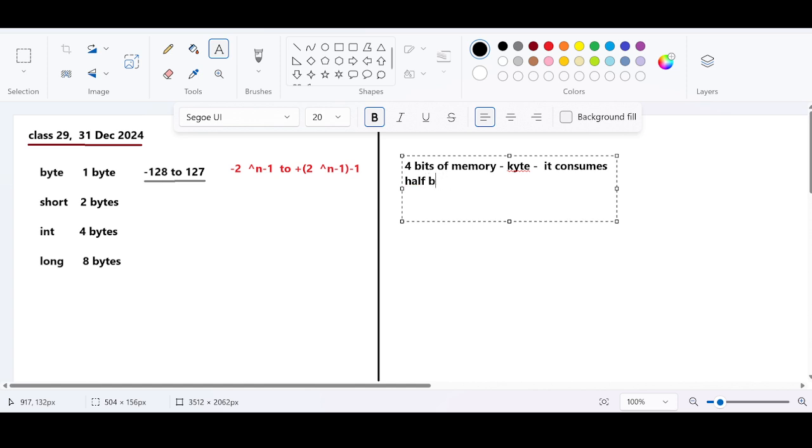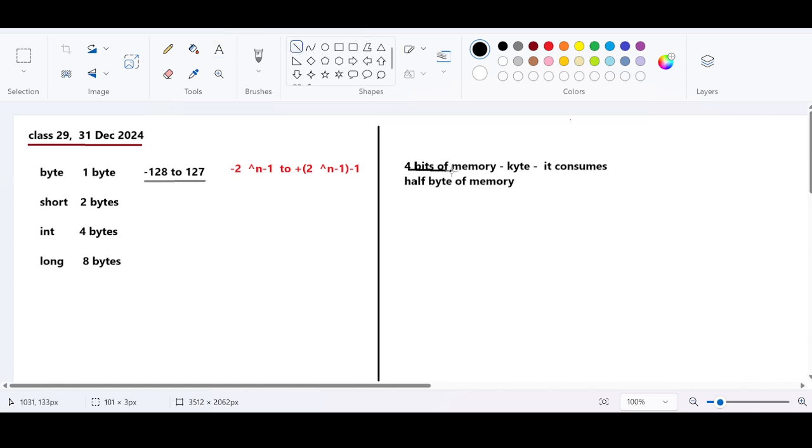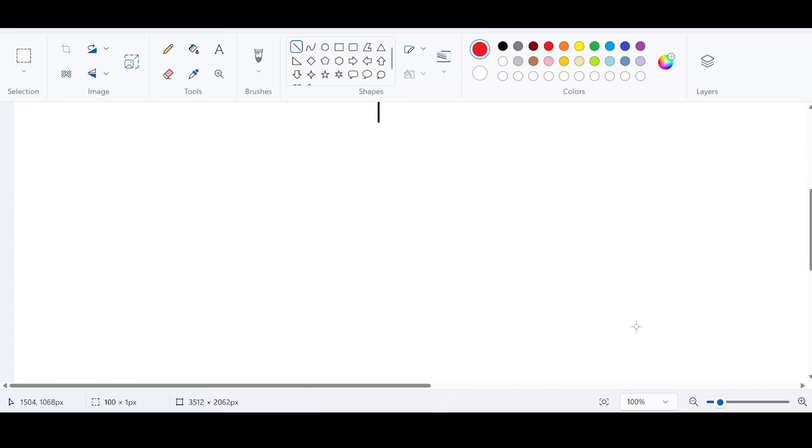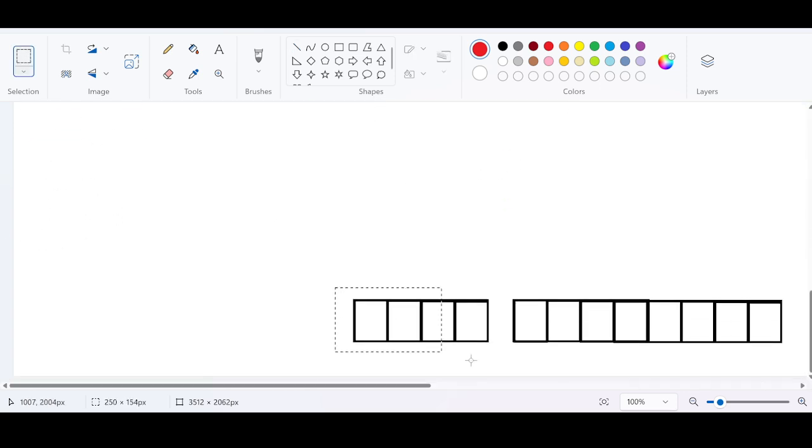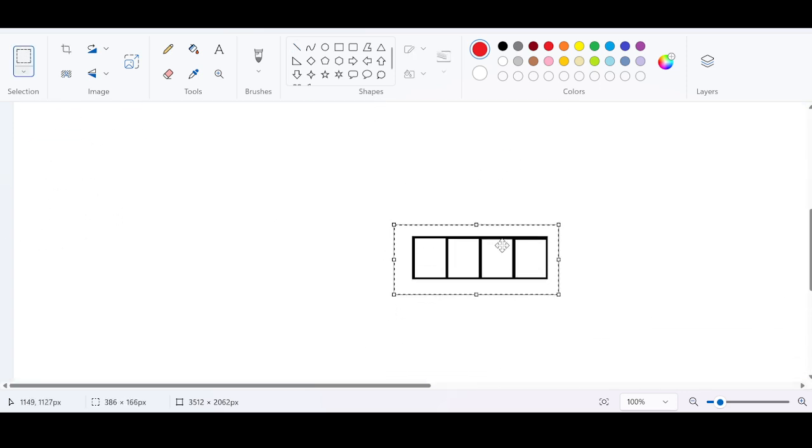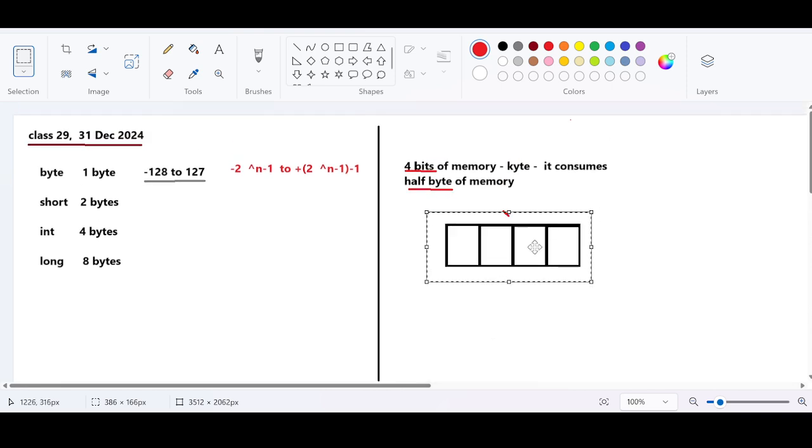Okay, so 8 bits make 1 byte, guys. So when I say 4 bits, it is going to make how many bytes? Half byte, isn't it? Okay, we have started designing in the real-time application. So this is how you can understand when I say half byte. Half byte means 4 bits. So this is bit 1, bit 2, bit 3, bit 4. 4 bits. 1, 2, 3, 4.